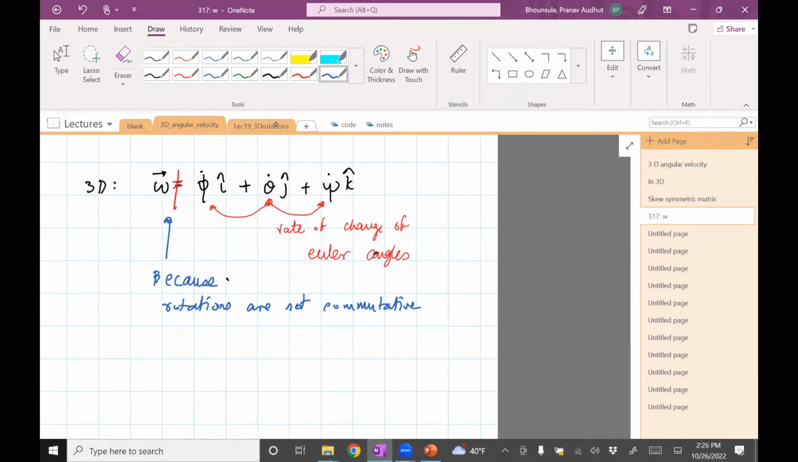Okay, so the question is, what is the angular velocity? And it's important to know the angular velocity because unless we know it, we cannot compute the Jacobian, or the linear and angular velocity to compute the energy, which then goes into computing the equations of motion.